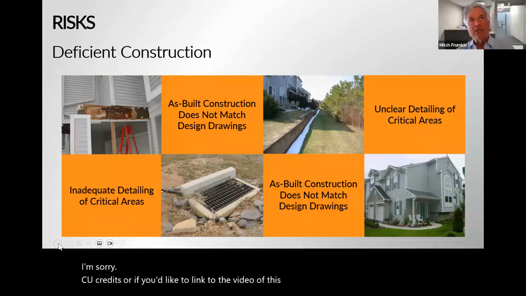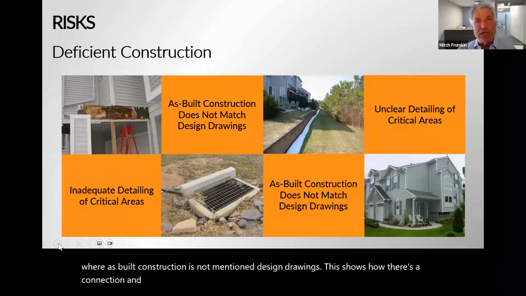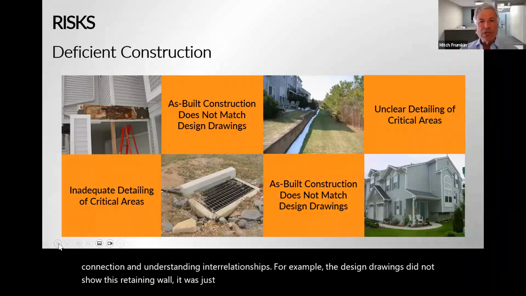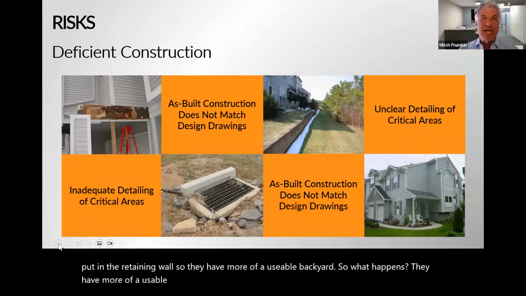But one thing I want to mention here is where as-built construction is not matching design drawings. This shows how there's a connection and understanding of interrelationships. For example, the design drawings did not show this retaining wall. It was just sloped into the woods. The developer said, I'm going to put in the retaining wall so they have more of a usable backyard. So what happens? They have a more usable backyard, but it's a safety issue because now kids can run and fall off that retaining wall.